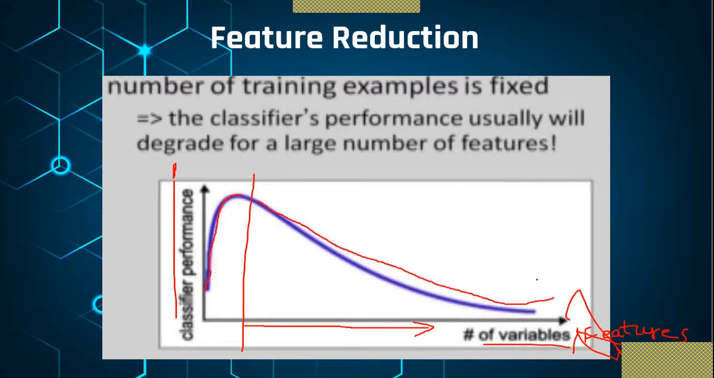Are you getting it? Okay. So what is it indicating? Let us consider it is indicating the number of features. So this is the number of variables: 1, then 2, then 3, 4, 5, 6, 7, 8, 9, 10, 11, 12, 13, 14, and so on. So there are n number of features available.